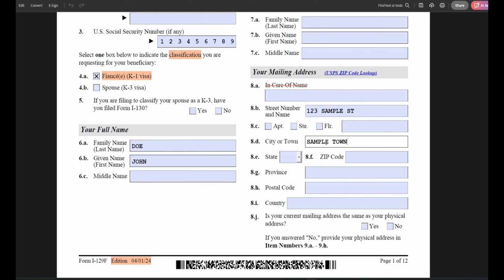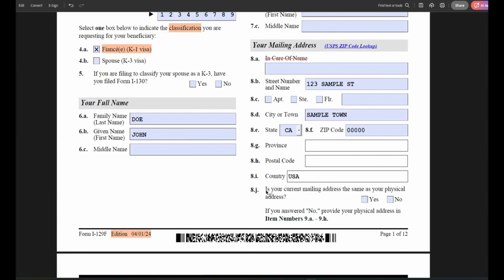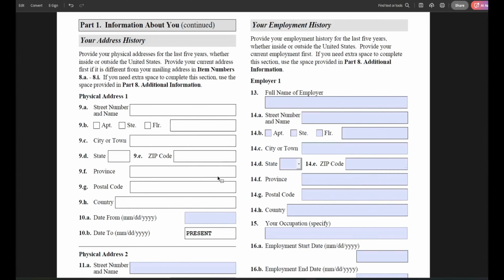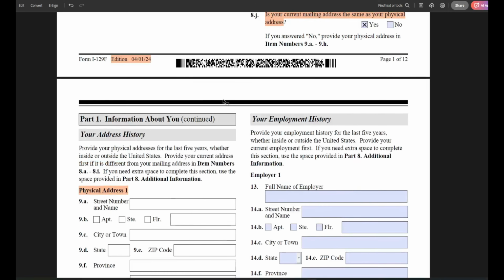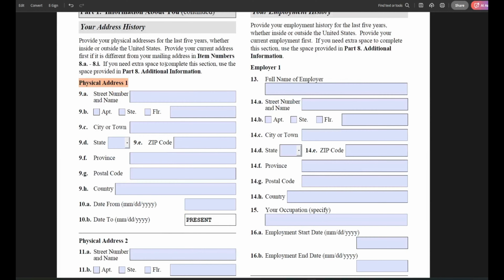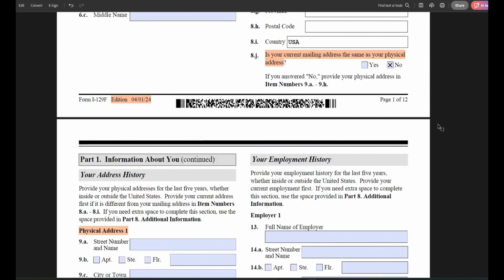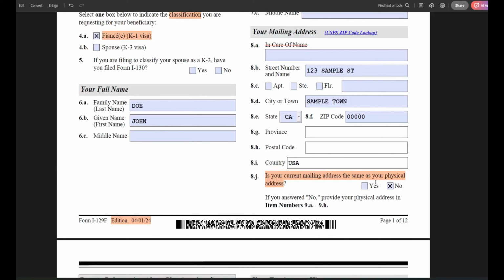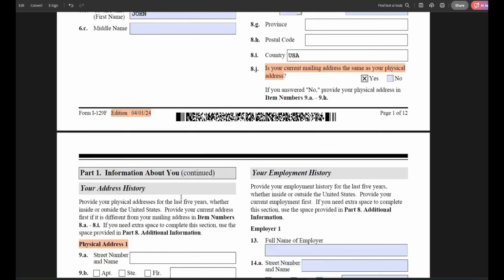Once you've provided your mailing address, select if your current mailing address is the same as your physical address. If we answer yes, on the next page, we can skip this entire part, physical address 1. But if we answer no, you will see that the form will make it available for us to fill out the physical address 1 information. But since we live at our mailing address, we will say yes and move on.